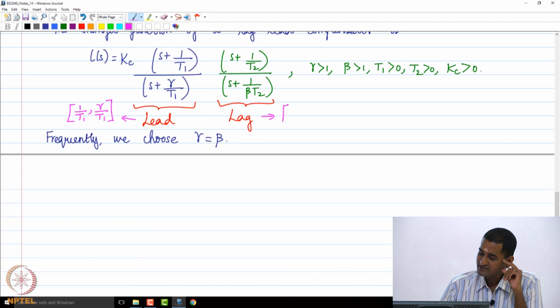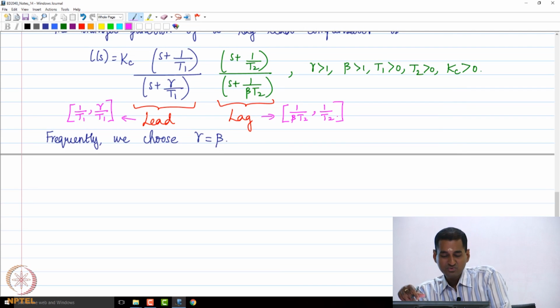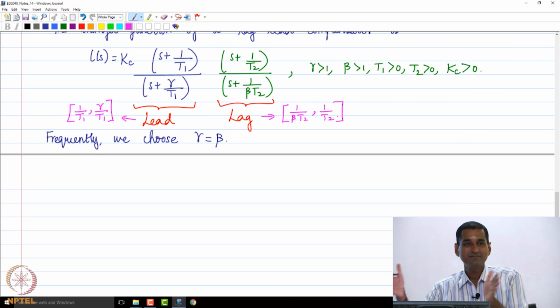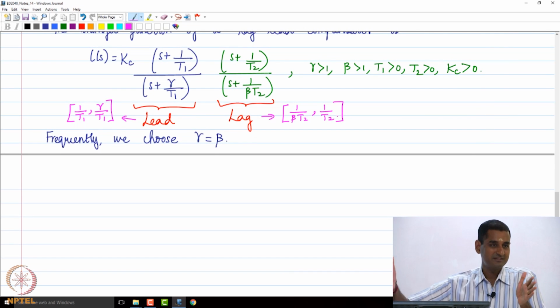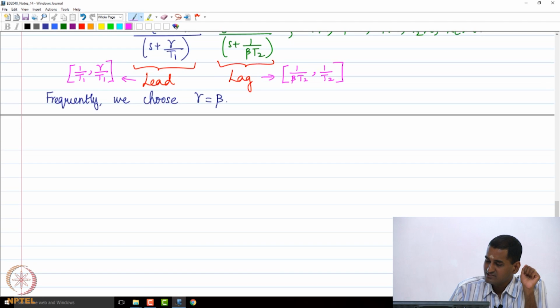And for the lag compensator, the range of frequency is going to be 1 by beta T2 and 1 by T2. Those are the two corner frequencies. So if you choose gamma to be equal to beta, the range is going to be pretty much equal on the logarithmic scale, that is, the ratios are going to be the same, as long as you design T1 and T2 carefully. Of course, that is something we need to do carefully, so that is another aspect we need to look at.